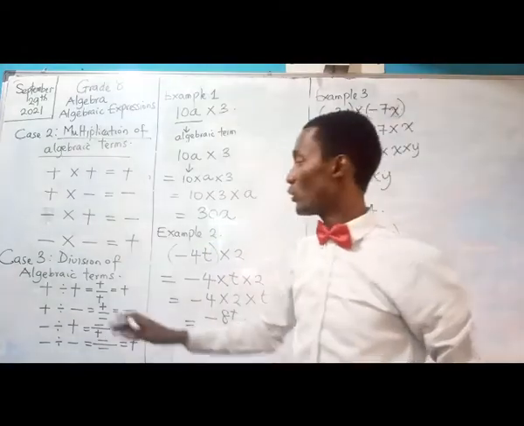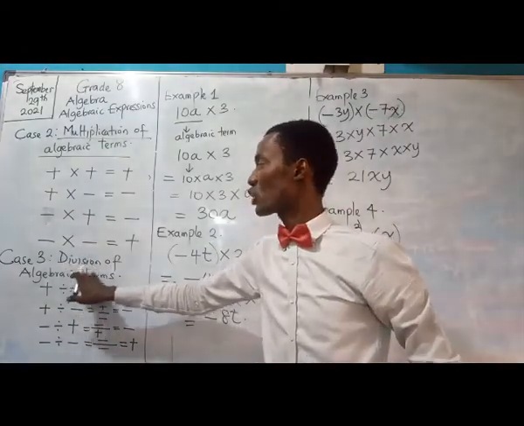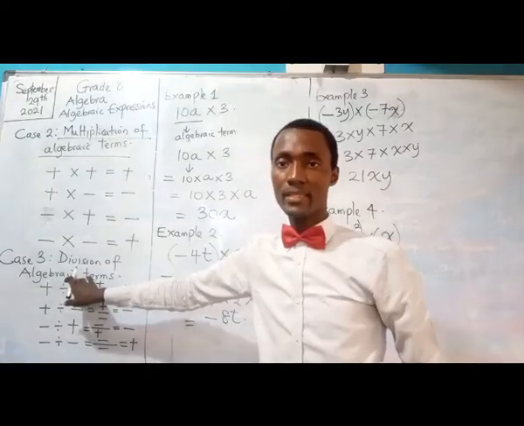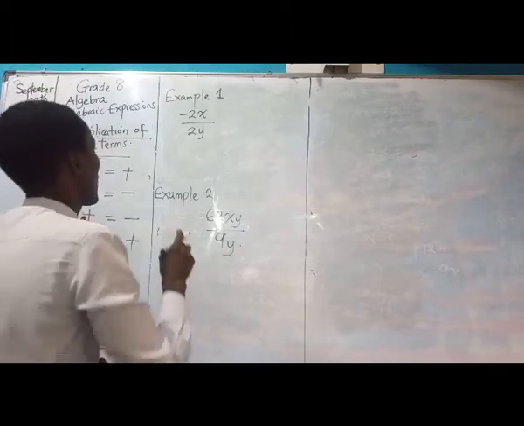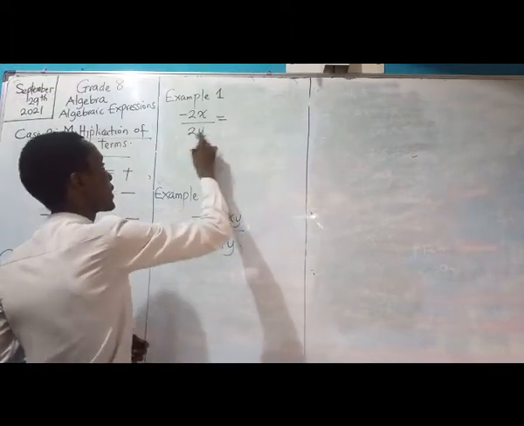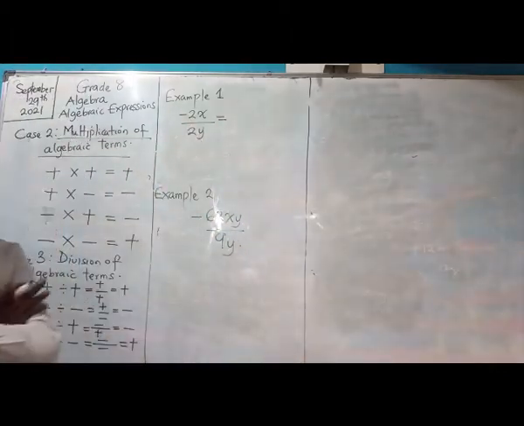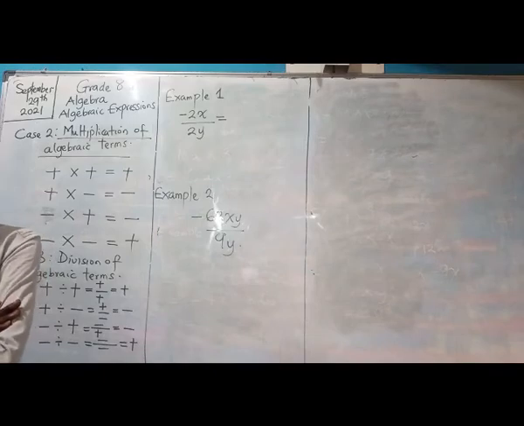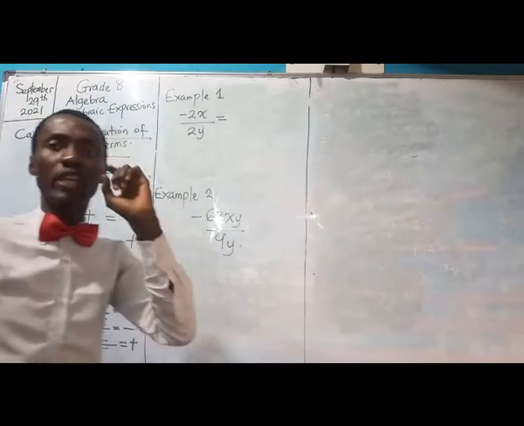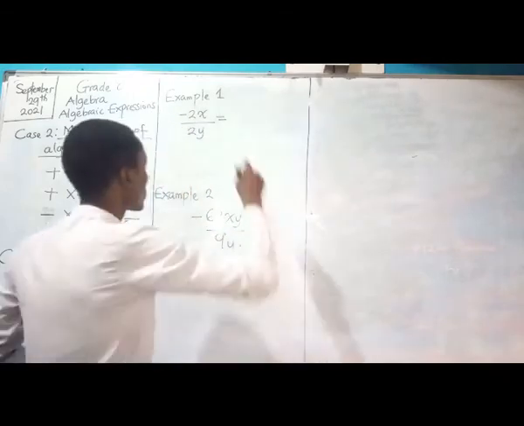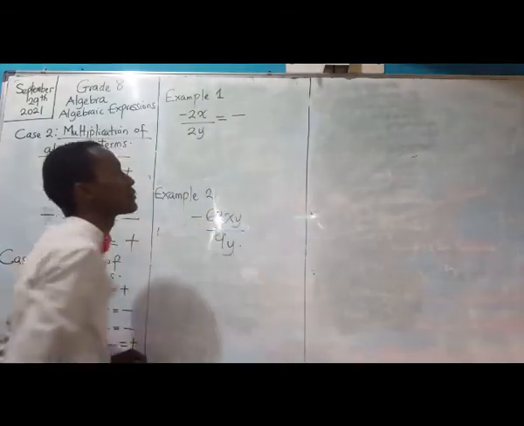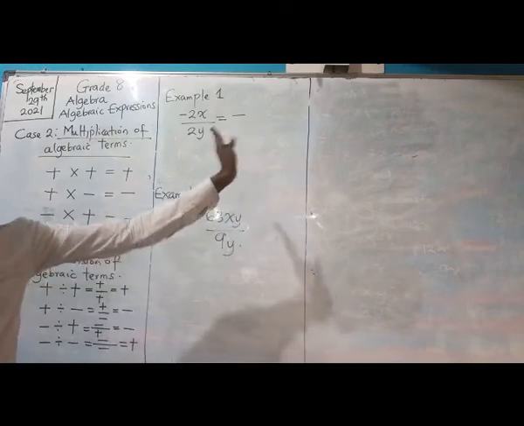So please, you need to remember this very well, because they're going to form the basis for your work. Right now, we're looking at case 3 that talks about what? Division of what? Algebraic terms. Okay, now, this negative divided by positive will give me what? Negative. That's the first thing. In solving a mathematical problem, try to deal with the sign first. So the sign will be what? Negative. That's what my answer will be.